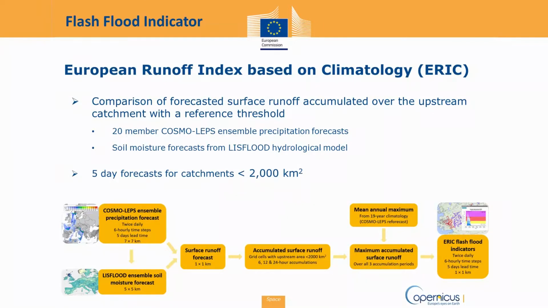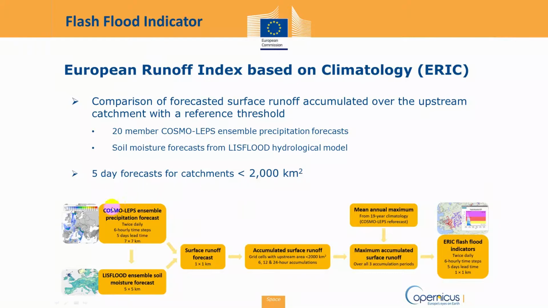So it's worth remembering that EFAS formal notifications are issued for catchments larger than 2,000 square kilometers, and EFAS flash flood notifications are issued for catchments smaller than 2,000 square kilometers. Also important is that the definition of flash flooding in EFAS is still related to rivers or watercourses. We're not referring to flooding in urban areas from pluvial events. So the diagram below shows briefly how the ERIC indicator is derived.